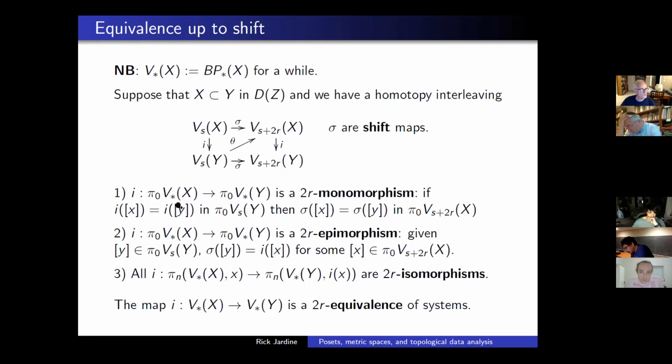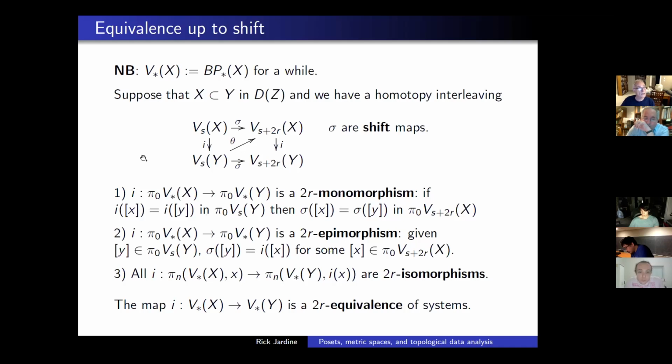Okay, if you have two path components in the Vietoris-Rips complex corresponding to parameter S and X, then you can map them to the Vietoris-Rips complex corresponding to Y. And if they have the same image as path components, then you have two things going to the same thing in path components here, but then they must go to the same thing here, all right? So if class X and class Y have the same image in the path components of Vs of Y, then they have the same image in the path components of Vs plus 2Rx, okay?